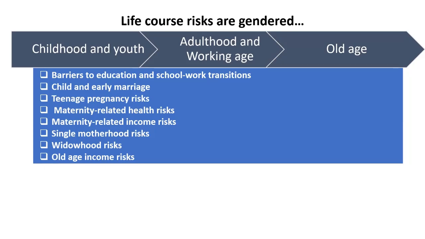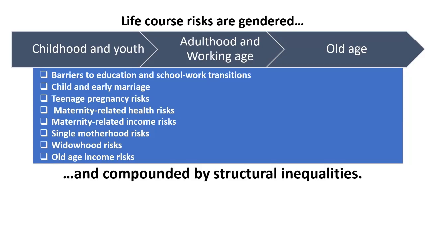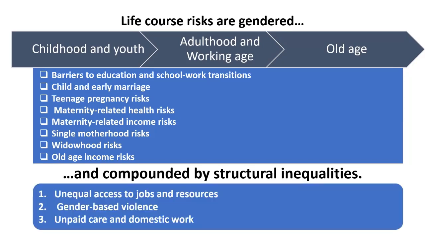Women have a higher life expectancy compared to men, and when they become widows, there is a significant reduction in household income in some areas. Adding to all those life course risks that women carry throughout their life cycle, they are also compounded by what we call structural inequalities. First, unequal access to jobs and resources. Second, gender-based violence. And third, the issue of unpaid care and domestic work. So we need social protection policies that can address all these risks and structural inequalities for women to benefit.